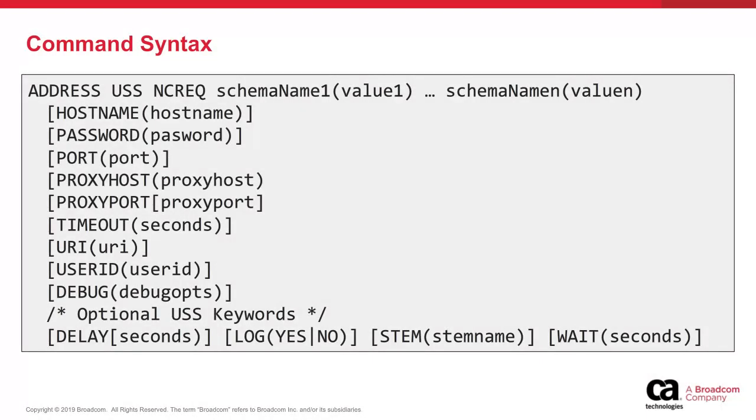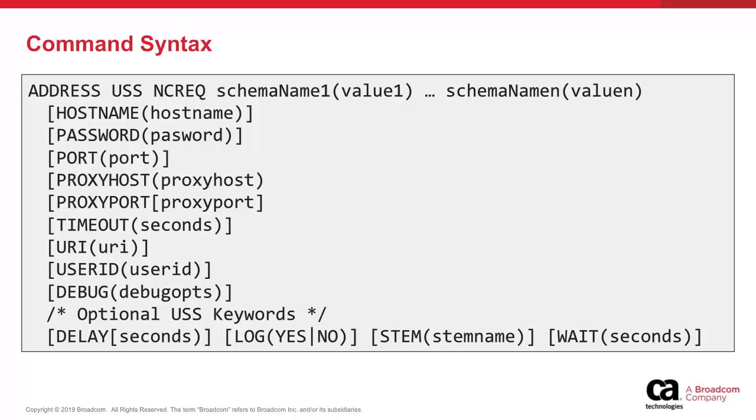In the ADDRESS USS NCREQ command syntax, schema name X should be the name of a field or column in the alert status table. Only columns that are explicitly provided or have default values in the schema definition file will be included in the request sent to Tivoli Netcool.